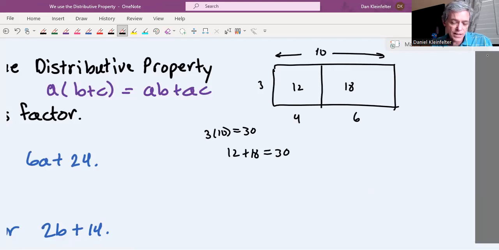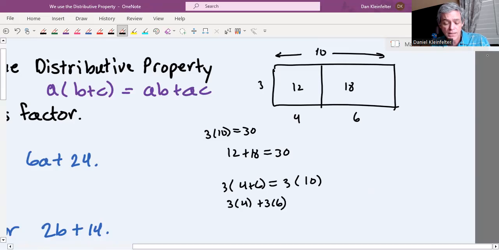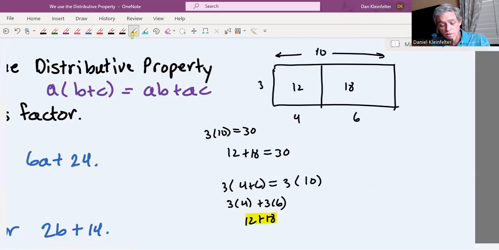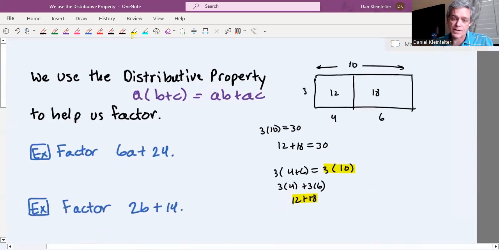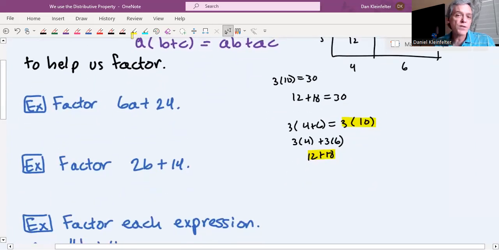Okay, and that's a kind of an illustration of how the distributive property works. That is, 3 times 4 plus 6 is equal to 3 times 10. That's also equal to 3 times 4 plus 3 times 6, 12 plus 18. Those two, 12 plus 18 and 3 times 10, are both equal to each other. That's the distributive property. We use that all the time to help us multiply. Here we're doing factoring, which is going the other direction. So we're going to use it to factor.